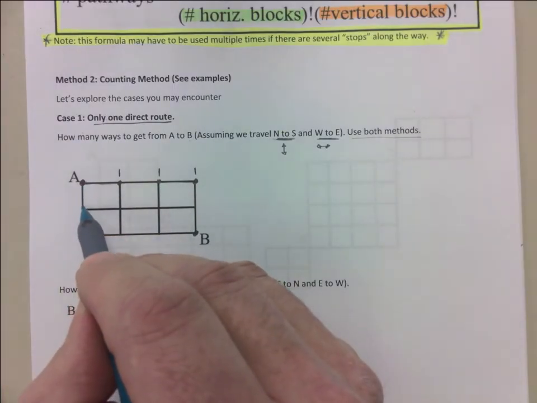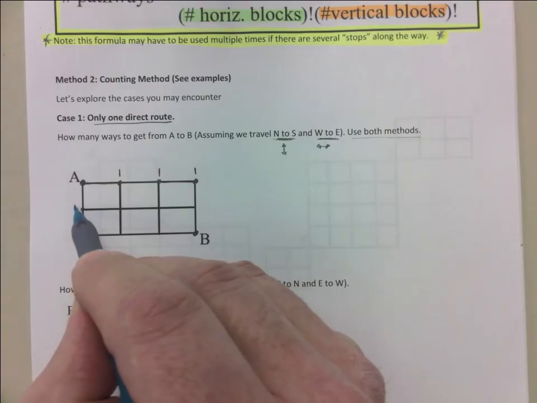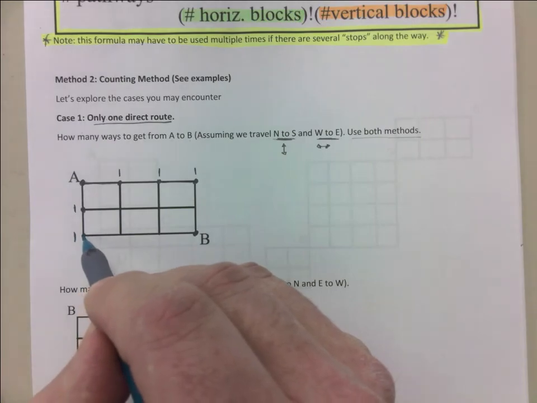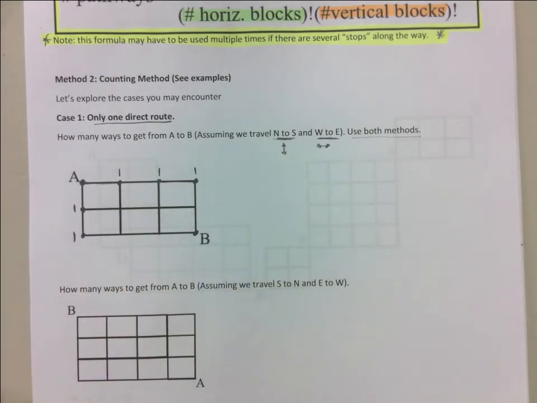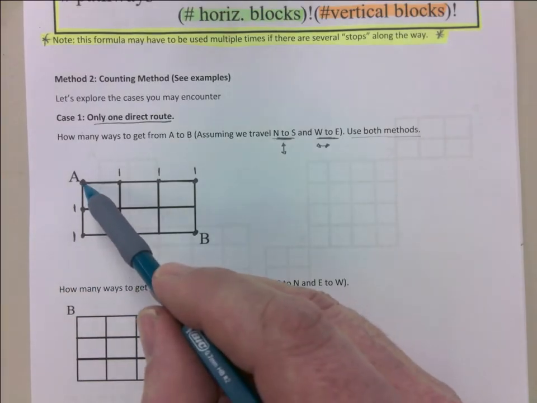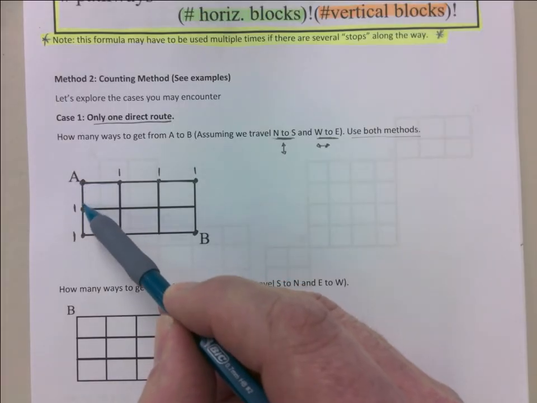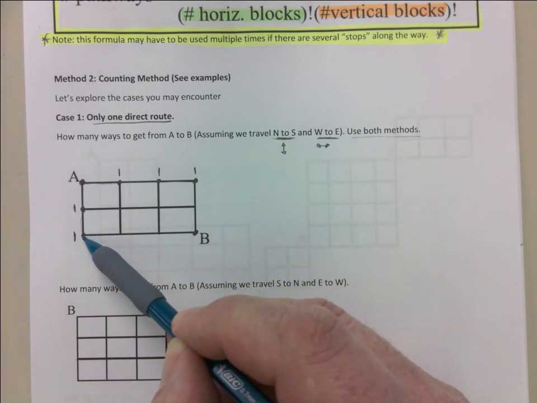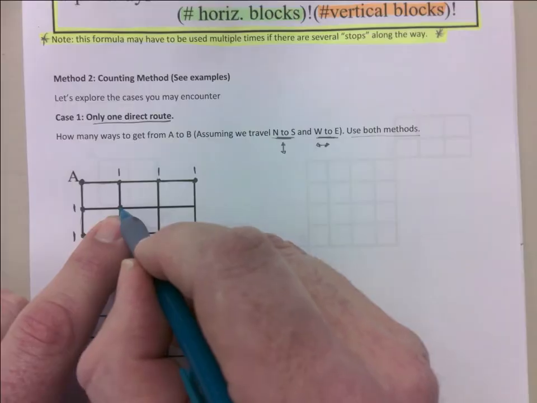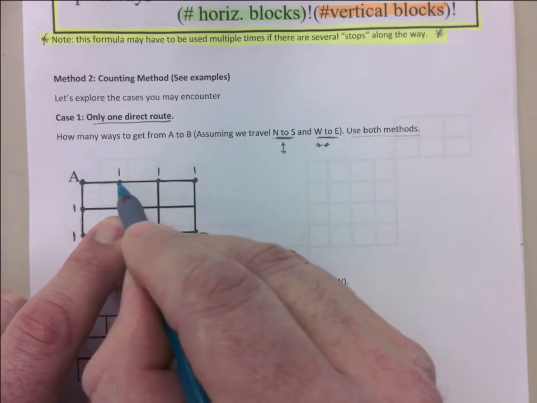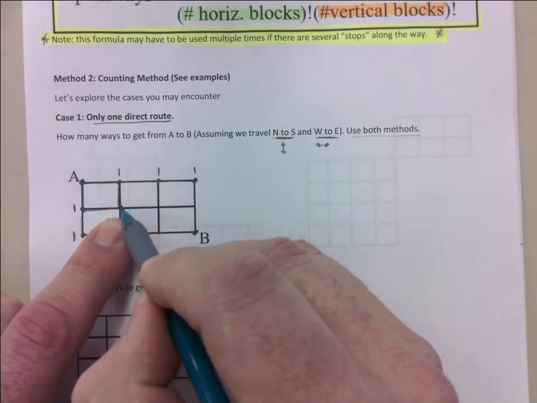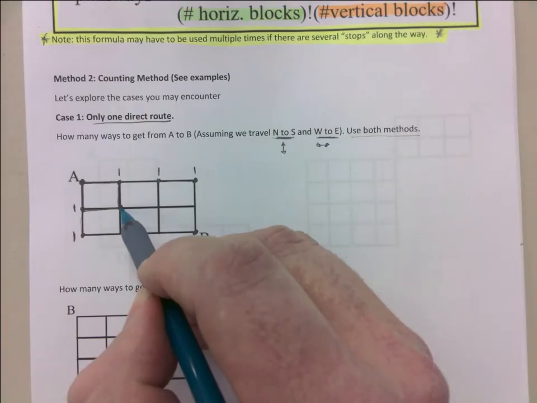Same going south. There's only one way to get to this intersection, and there's only one way to get to this intersection here. Do you agree with me, or are you just copying? If you're only allowed to travel south, there's only one way to get to here, there's only one way to get to there. Now, how about this intersection here? How many ways are there to get here? You can go this way, one, or this way, that's two, right? So watch how I do it with the counting method.